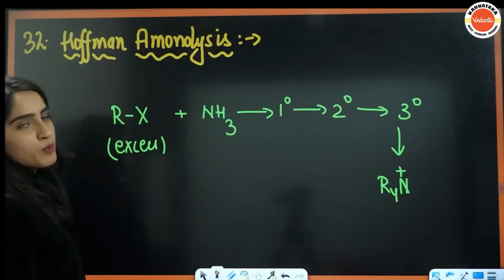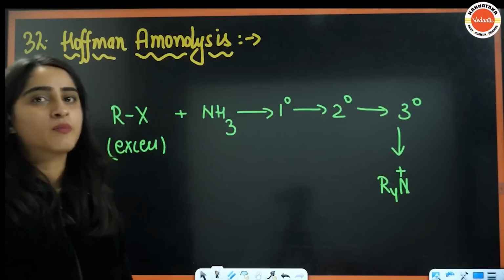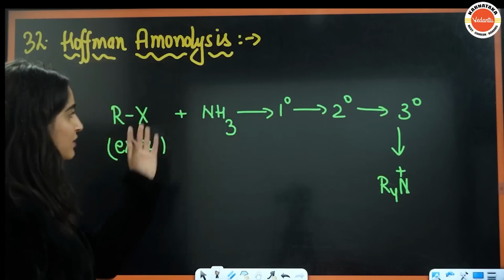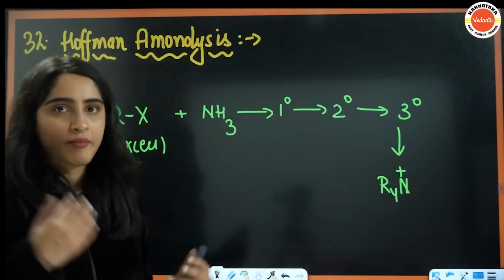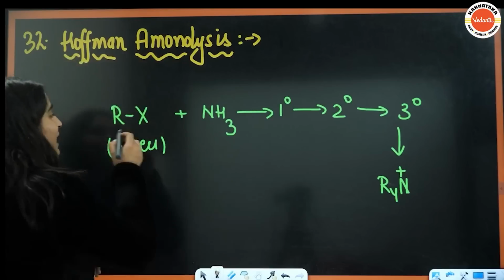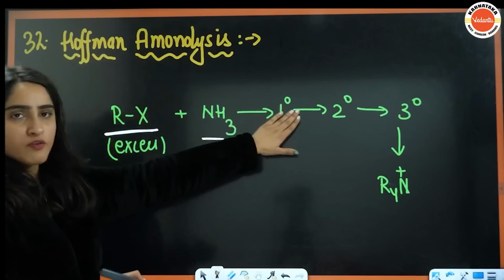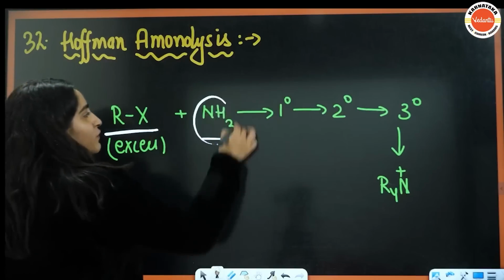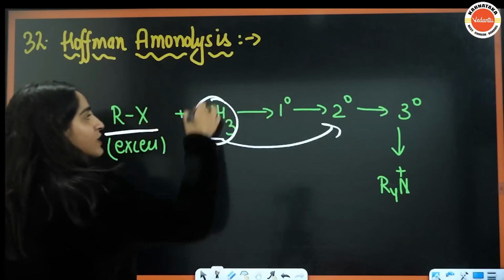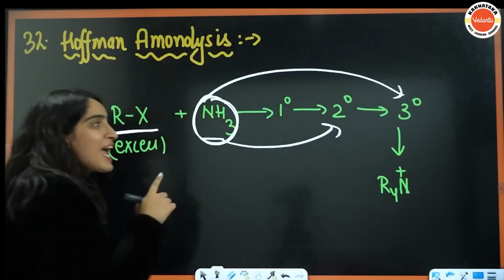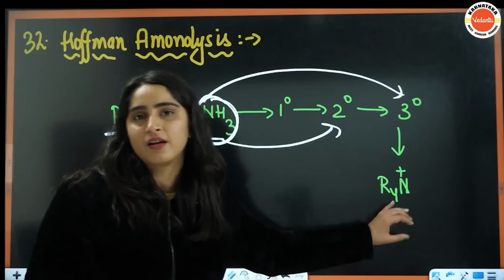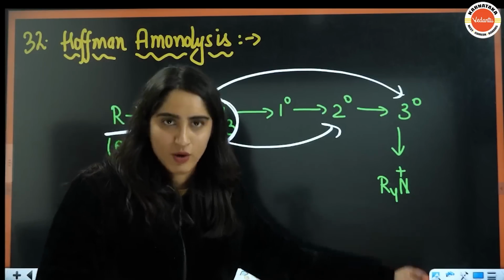Now you have Hoffmann ammonolysis. This is a question that can be asked through examples. Otherwise this is a very simple reaction. So you have excess of RX. First it will react with NH3 and form 1 degree amine. Again it will react with NH3 and form 2 degree. Again with NH3 it will form 3 degree. Again it will form the quaternary salt, that is R4N positive.